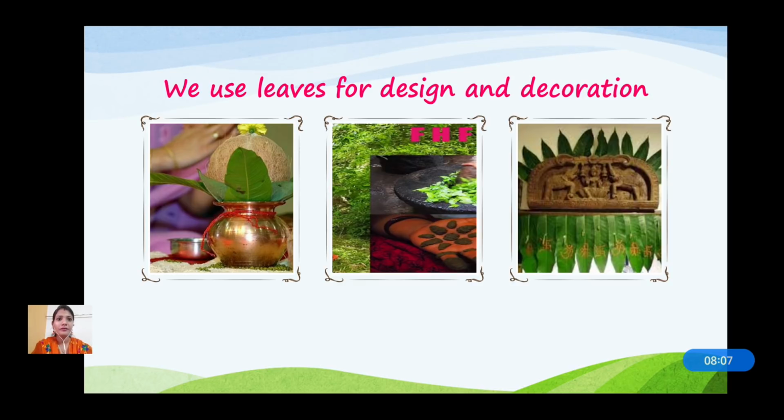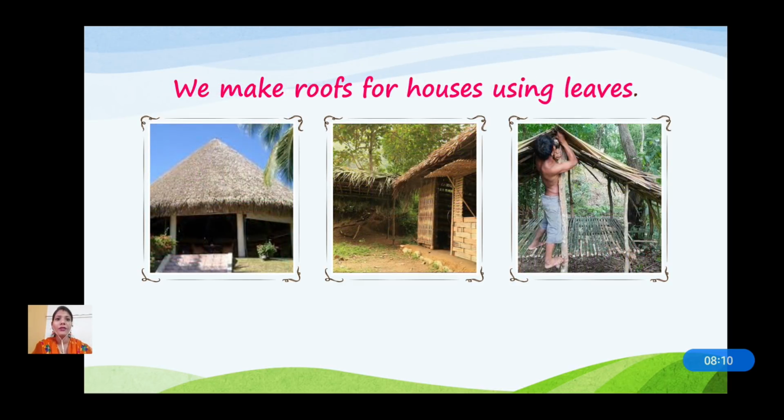Okay. Now next, we make roofs for houses using leaves. Here in the city, we all have roofs of cement and brick, isn't it? But in villages, people make roofs of dried leaves. Can you see these dried leaves? Yes, see here also. These dried leaves are used to make roofs. So you understand how useful leaves are?